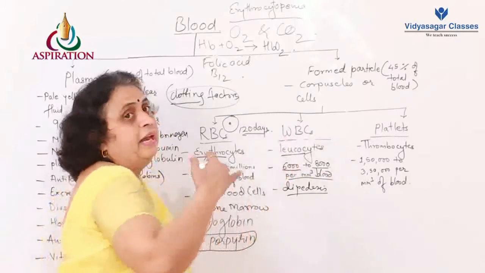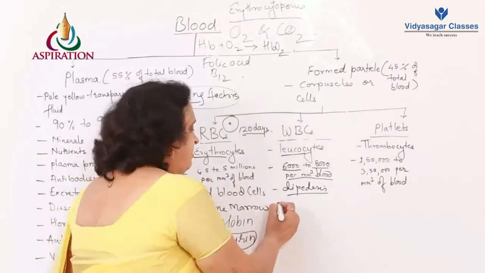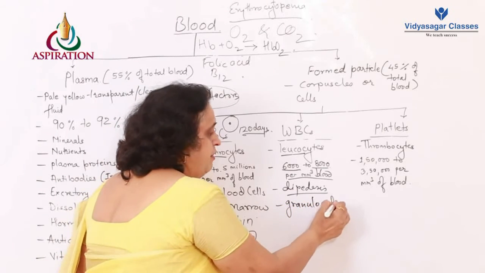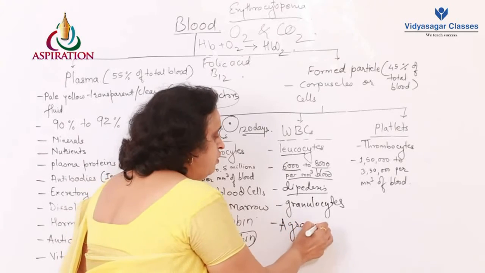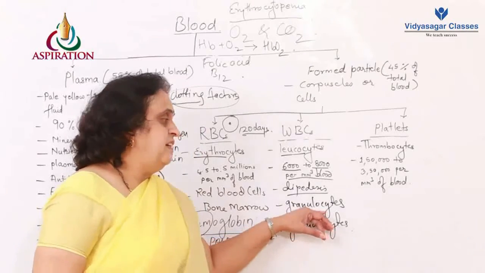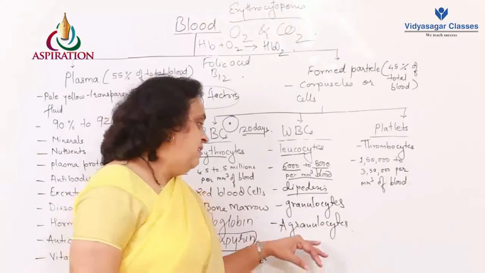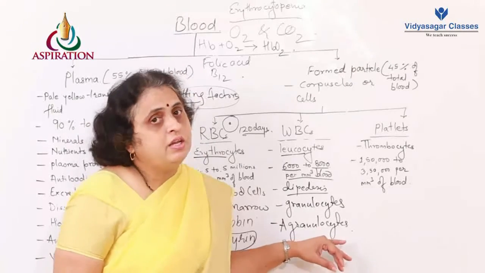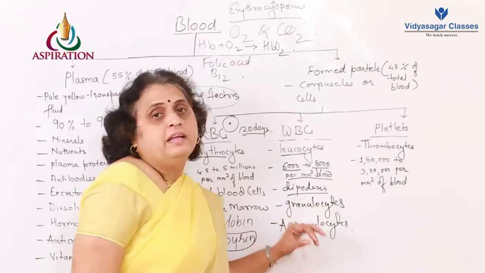WBCs, depending upon their cytoplasmic structure, can be further classified as granulocytes and agranulocytes. What do I mean by granulocytes? Granulocytes are those in which the cytoplasm is granular, whereas agranulocytes are those in which the cytoplasm is comparatively clear. So we have WBCs classified as agranulocytes and granulocytes.